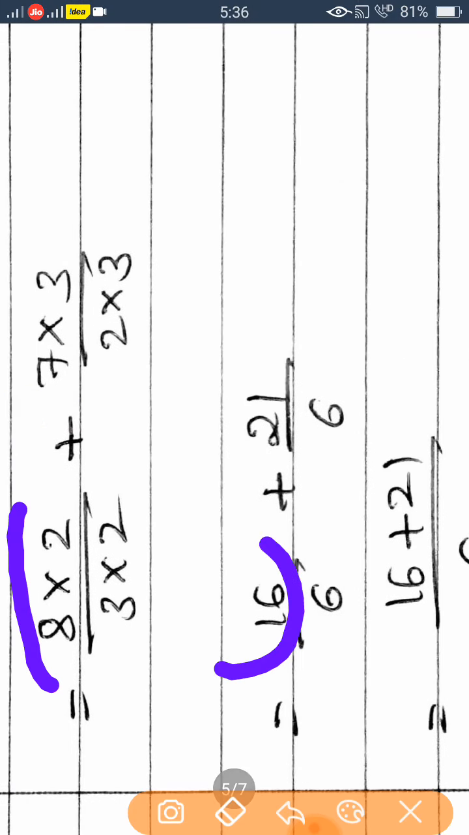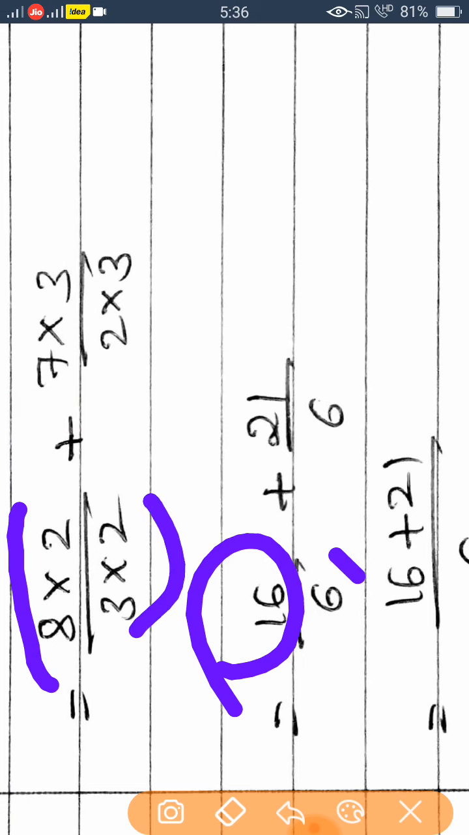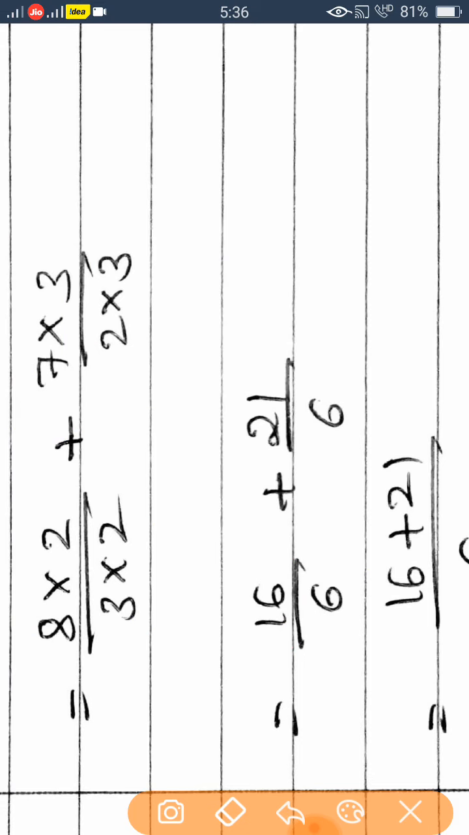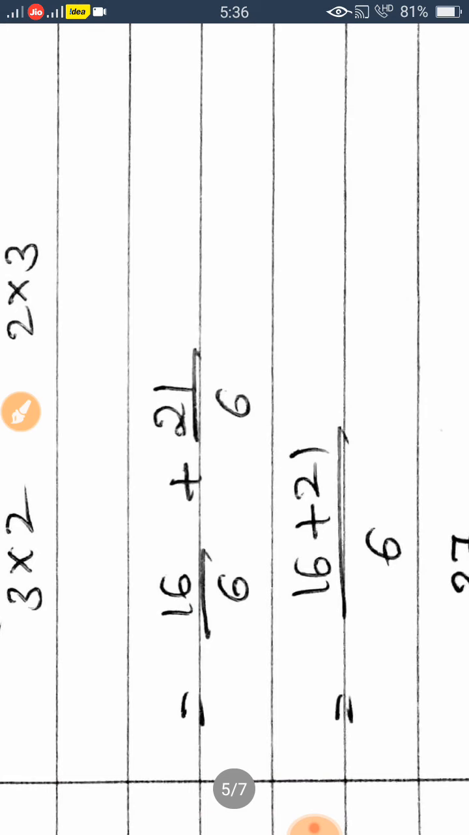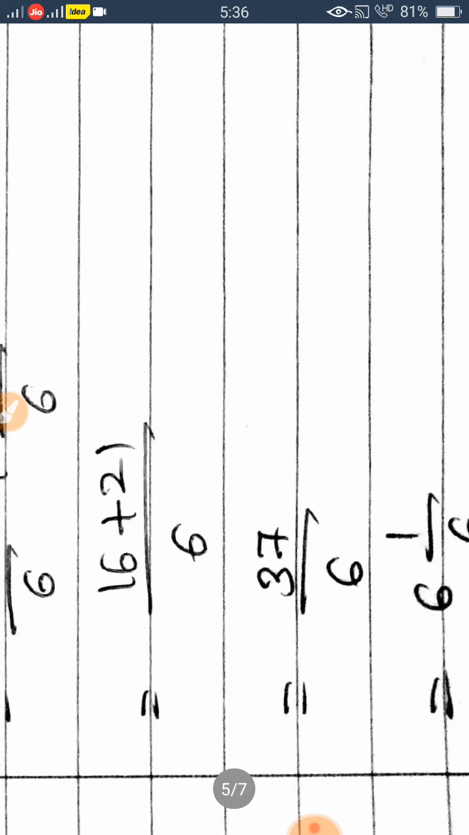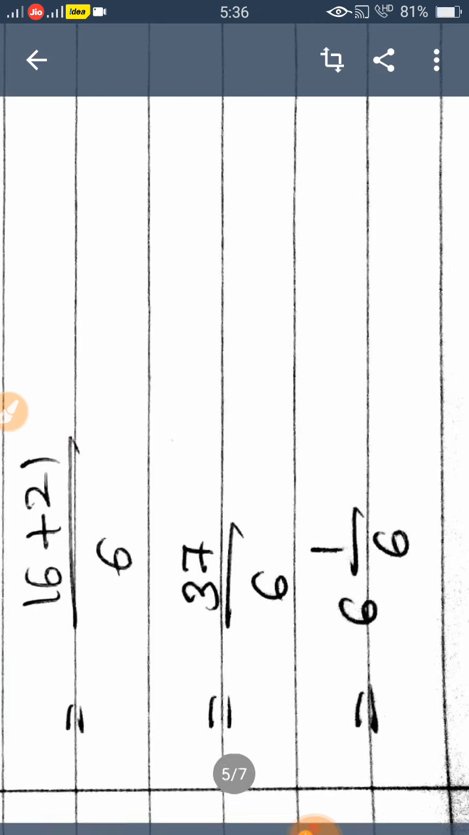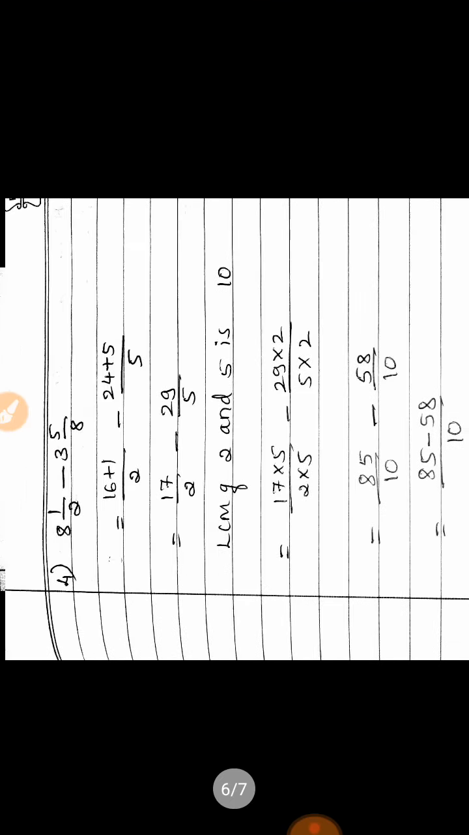Then 8 2s are 16, 3 2s are 6, 7 3s are 21, 2 3s are 6. Now the denominators both become 6, so directly add the numerators. If it is subtraction, subtract it. That's all. So 16 plus 21 becomes 37 by 6. 37 by 6 is an improper fraction. We can convert it by dividing, 6 wholes and 1 by 6.